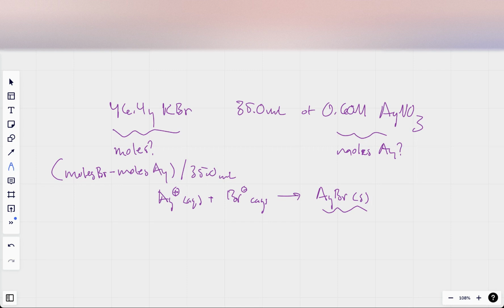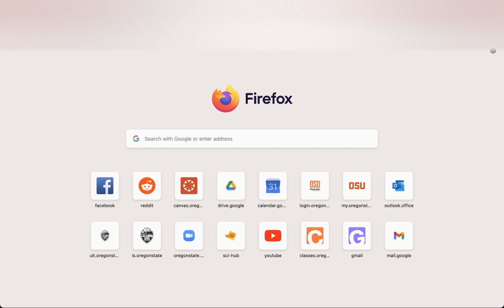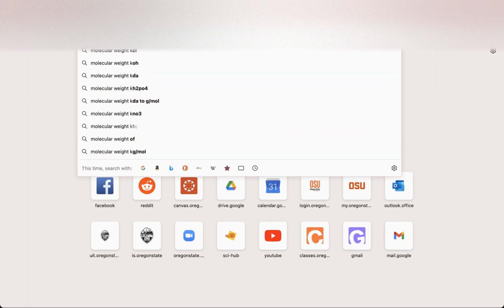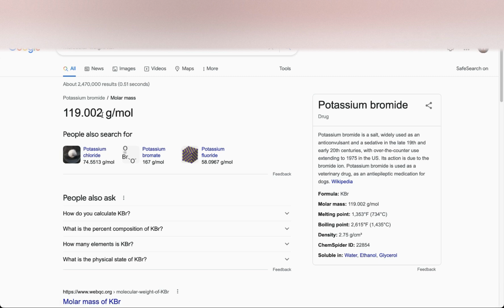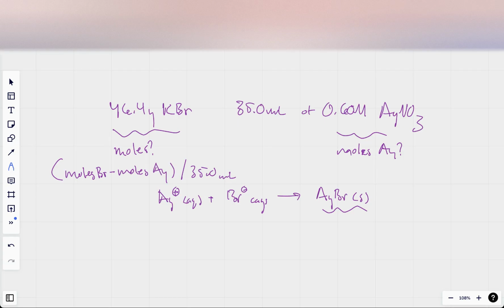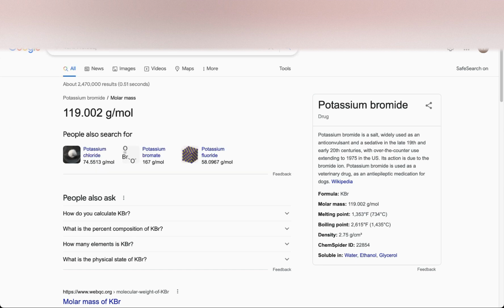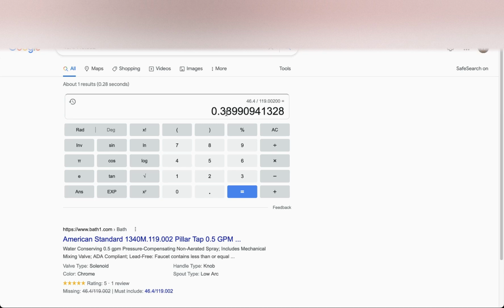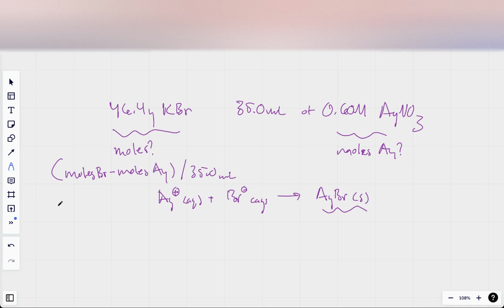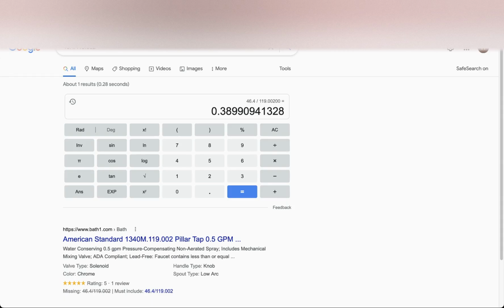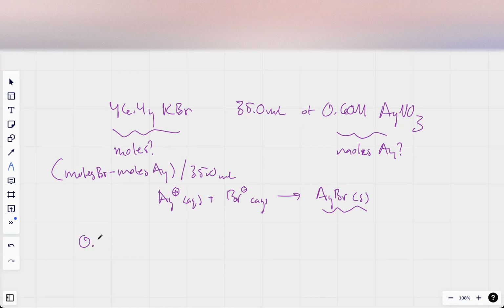Okay, so first things first, how many moles of potassium bromide do we have? So let's find the molecular weight of potassium bromide, 119.02 grams. Did we have 46.4? We have 0.3900 moles. 0.3900 mole bromine.